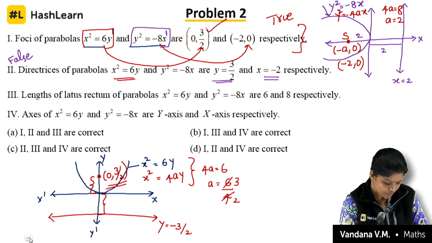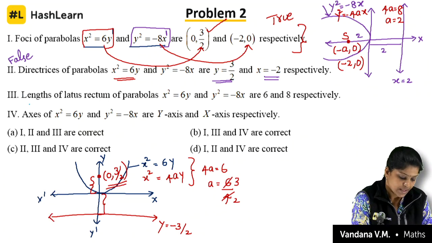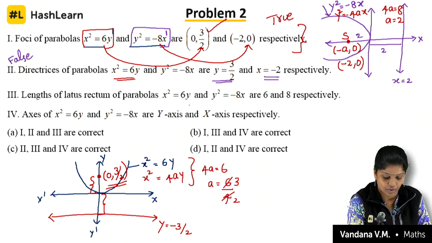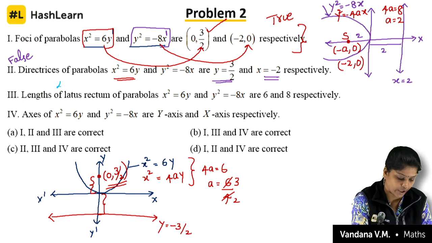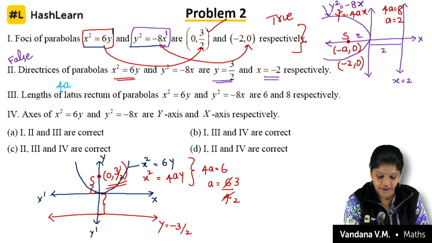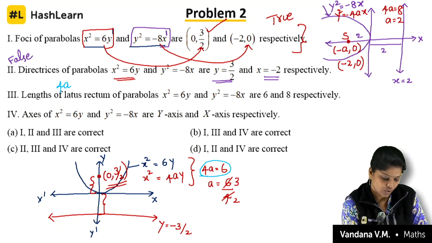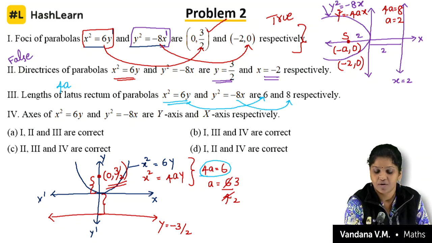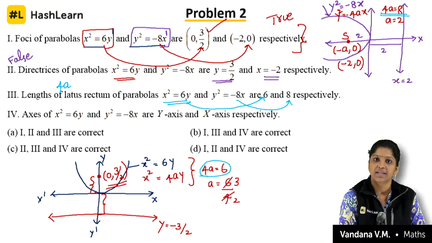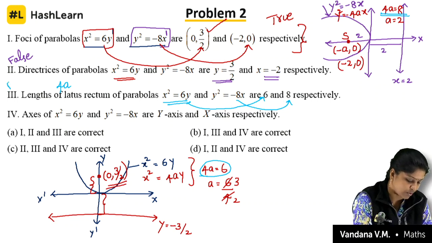Now move to statement 3. The length of the lateral rectum of the parabolas. What I said? Length of the lateral rectum is 4a. I told you many times. Here the 4a value is 6. So for the first parabola, the length of the lateral rectum is 6. For the second parabola, 4a here also, it is 8. True or false? Yes, the third statement is also true.